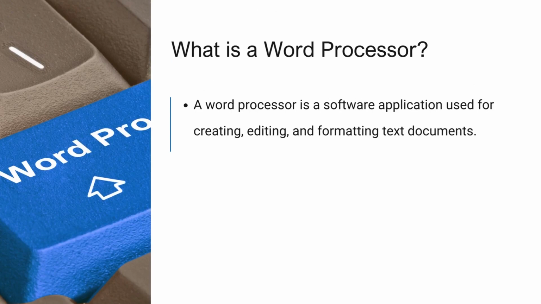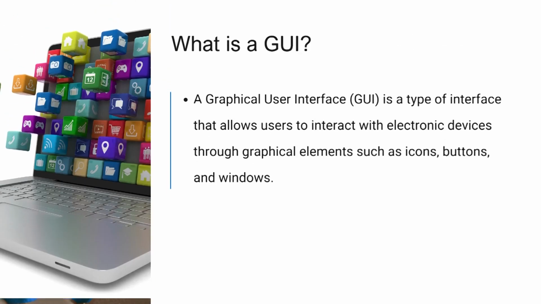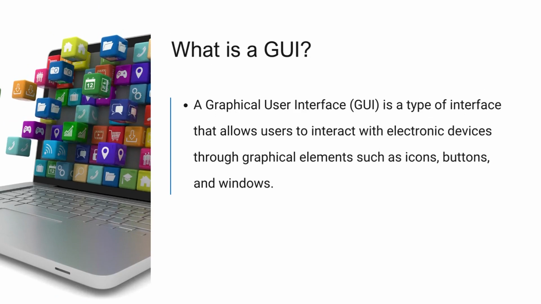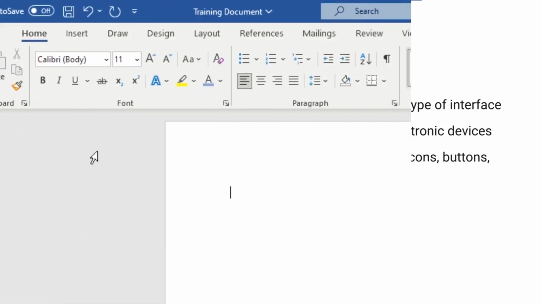Navigating the interface of a word processor. What is a word processor? A word processor is a software application used to create, edit, and format text documents. What is a GUI? A graphical user interface is a type of interface that allows users to interact with electronic devices through graphical elements such as icons, buttons, and windows.